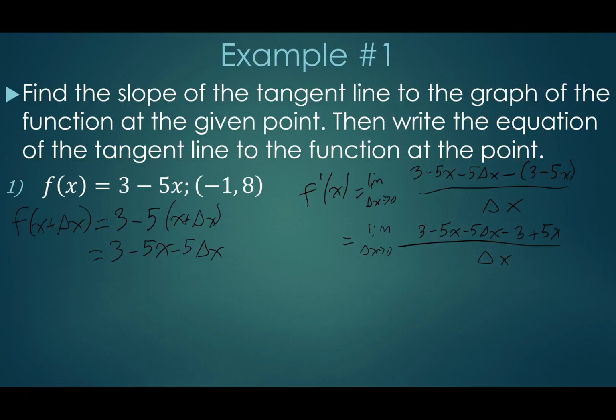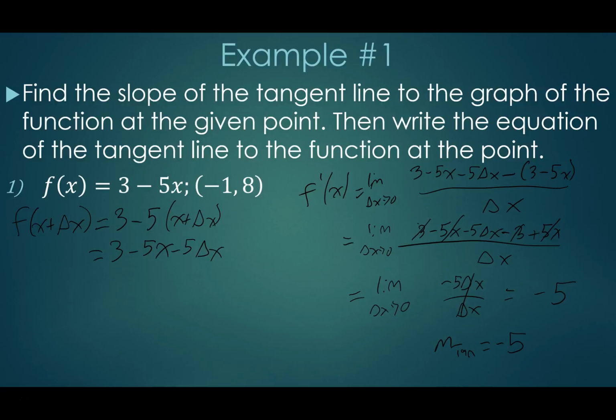And as we discussed in previous videos about limits, everything that does not have a delta x term is going to cancel out. Notice, positive 3, negative 3. Negative 5x, positive 5x. This leaves us with just simply negative 5 delta x over delta x, which they cancel, leaving just the answer, negative 5. So since the value of the limit of this particular function as delta x approaches 0 is negative 5, that is the slope of our tangent line, negative 5.